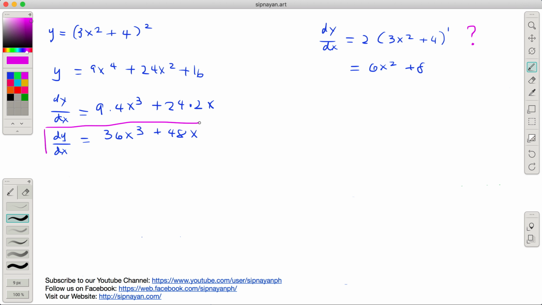So, tama ba to? Okay? Hindi siya tama, di ba? Mali siya. So, ibig sabihin, hindi pwede itong method na to.